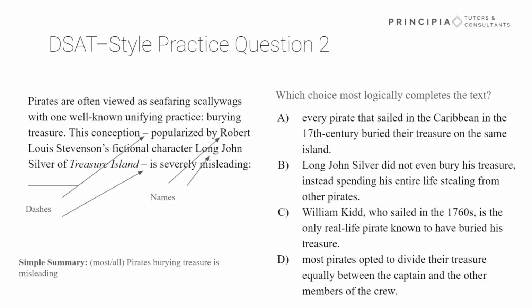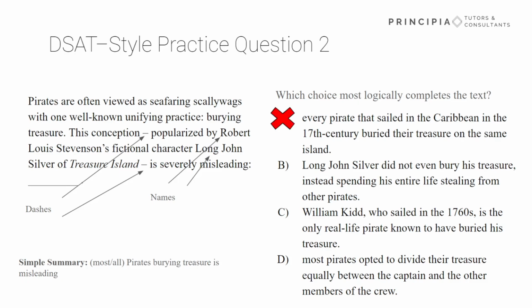So, as we look for logical completion, we want to emphasize how it's misleading by providing a relevant example. So, if we look at A, every pirate burying their treasure, that would dispute the argument that pirates burying treasure is misleading. So, if it would refute the argument, it's not a logical conclusion. We get rid of A.